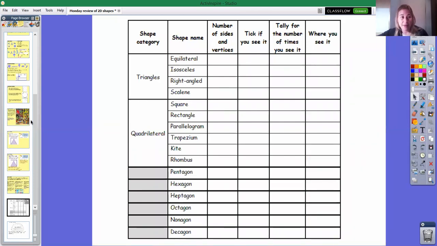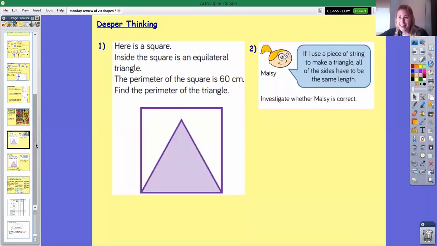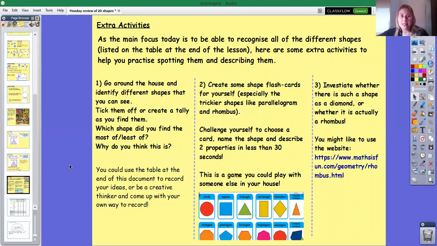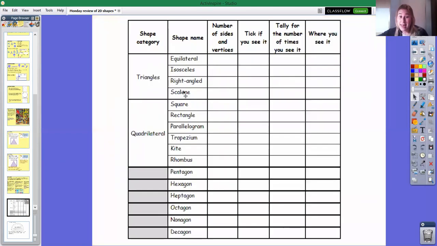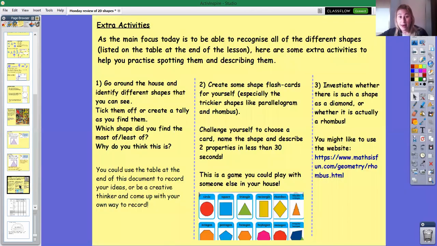It doesn't have to be a scene. It could just be an abstract picture with shapes in. There's a deeper thinking challenge, and the deeper thinking answers are on these slides as well, so don't rush ahead. And because the main focus today is to be able to recognize all of the different shape names, which are listed on the table at the end, I would hope that you could recognize every single one of those and describe the properties. Here are some extra activities that will help you practice spotting them, because there is a lot of language here and you are expected in year 5 to be able to spot and know all these different shapes. It will help you as you go up to year 6 and high school.